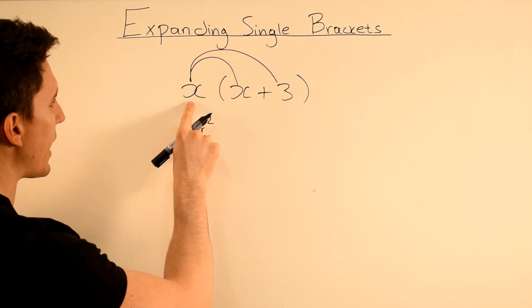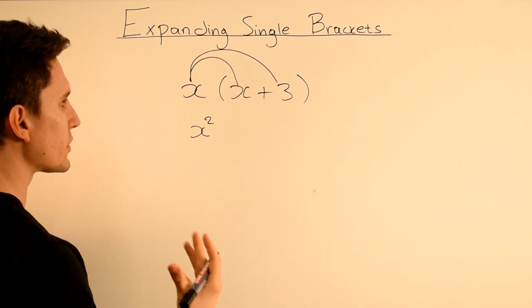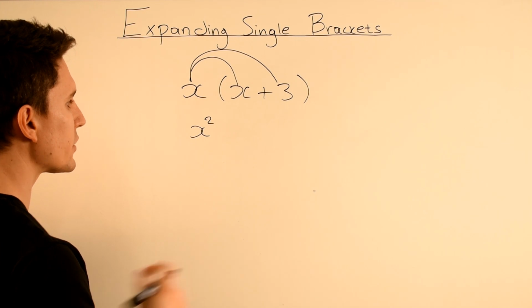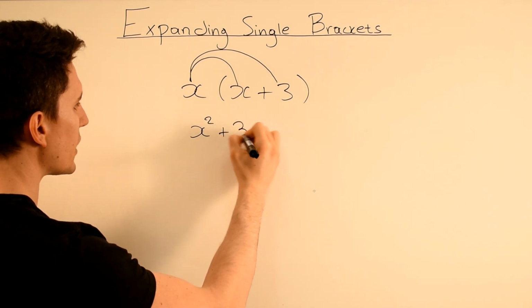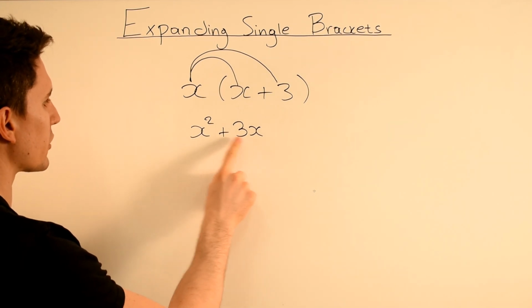Then we continue with x times plus 3. So what is x times plus 3? Well, that's simply plus 3 lots of x. Therefore, the answer here is x squared plus 3x.